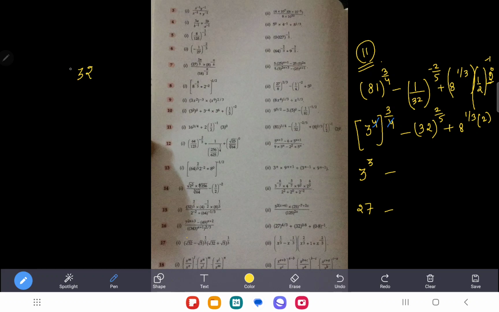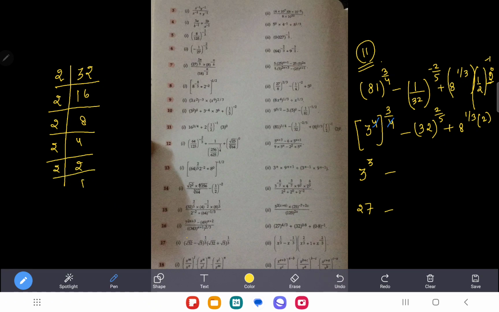Then for the second part, 32 is 2 to the power of what? See here, 2 times 16 is 32. Then 2 times 8 is 16, 2 times 4 is 8, then 2 times 2 is 4, and 2 times 1 is 2. So basically you get 2 times 2 times 2 times 2 times 2, so 2 to the power of 5. Yes.